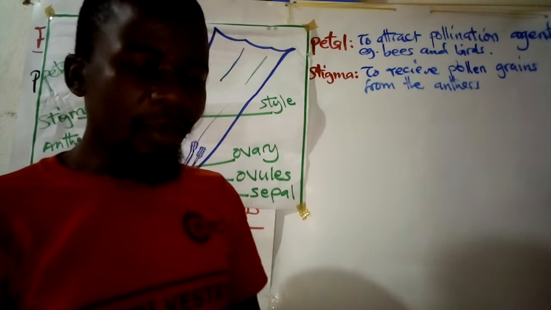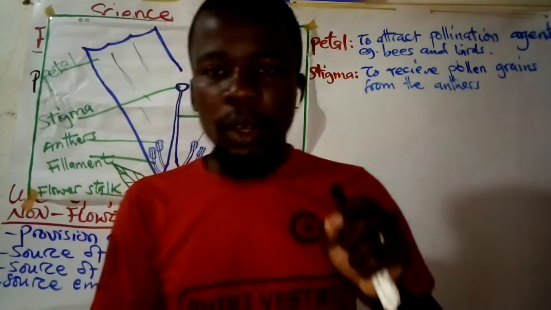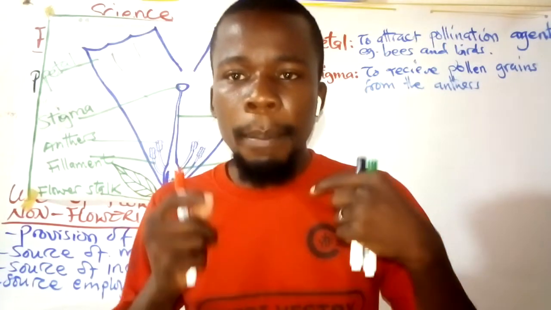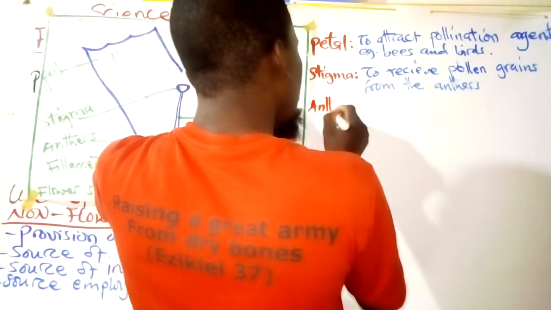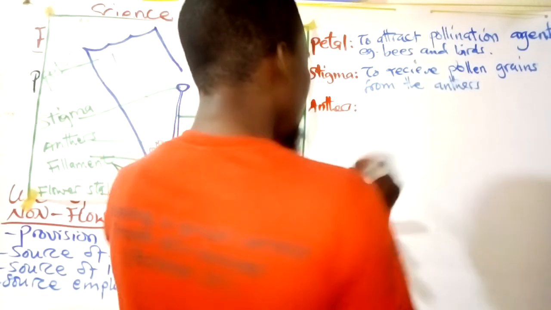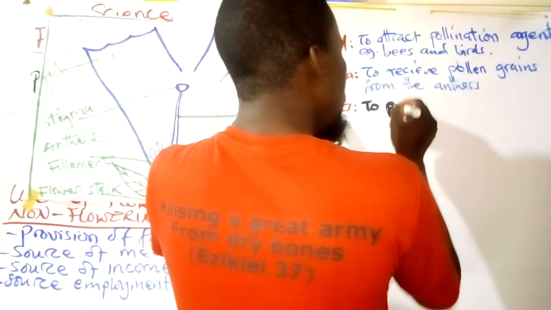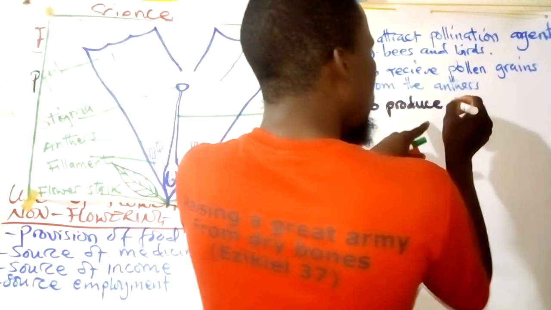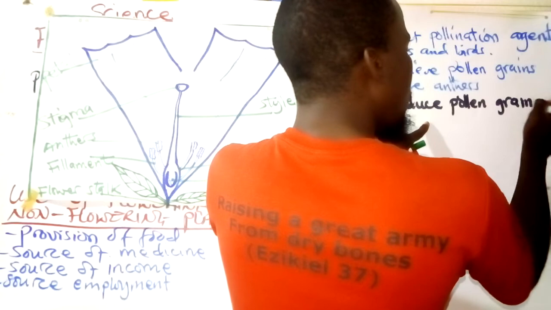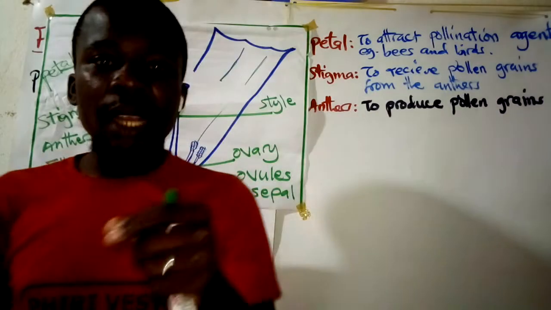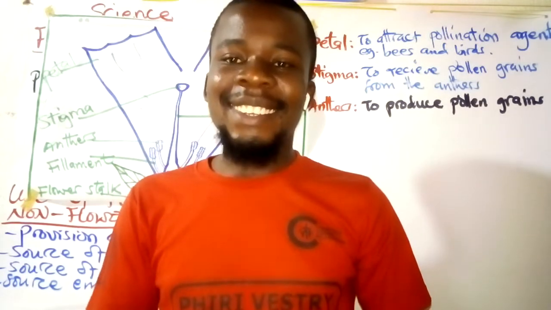Okay, what about the function of the anthers? The function of the anthers is to produce pollen grains.